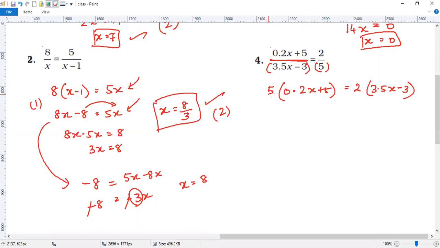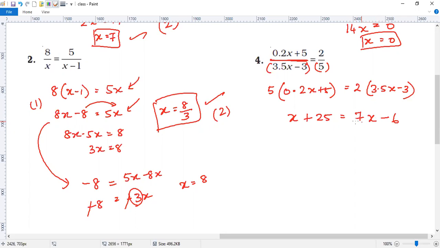So when you multiply 5 into 0.2 is what? 5 twos are 10, and because of the decimal point, it becomes 1. So you will get it as just 1x. Plus again 5 times 5, it is 25, is equal to, here 2 times 3.5 will be what? 7. Because 35 into 2 is 70, and the decimal place is there, when you move it, you will get it as 7. So this is 7x minus 2 times 3 is 6.